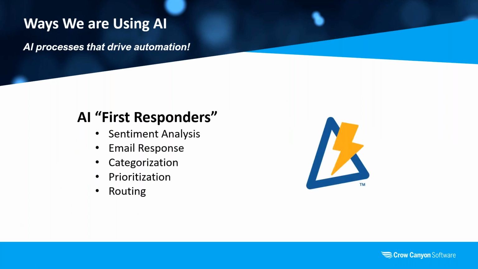We'll have these AI first responders, meaning that when somebody creates a request or a ticket or an issue, a complaint, any kind of inquiry into your system, we can look at the sentiment. What's the tone of the email? Is it highly agitated? Does it sound urgent or not? And that could take certain actions based on the sentiment analysis. We can generate email responses. We can auto-categorize it, prioritize it, or route it based on content of the request, using AI to analyze it and give direction on where it should go.